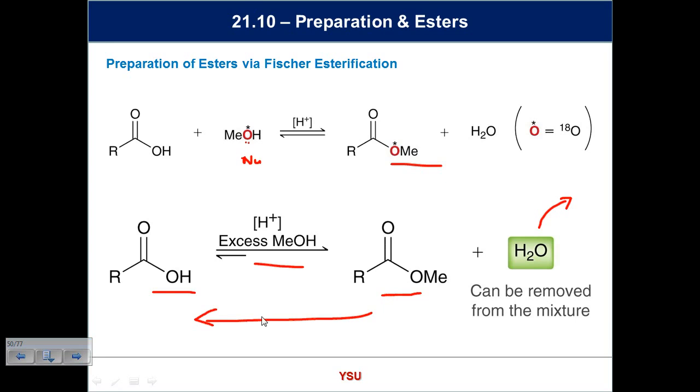And then you play the same game. Maybe you need to get rid of the methanol here. Maybe that's lower boiling. Maybe you can boil that away and you can take this backwards. So these systems now are nothing more complicated than anything we've seen, but they just look a little bit different each time.